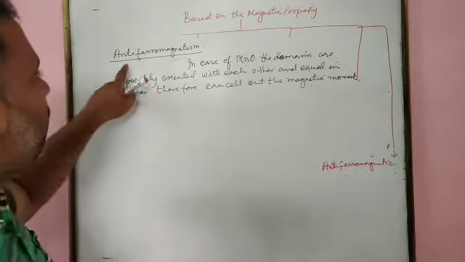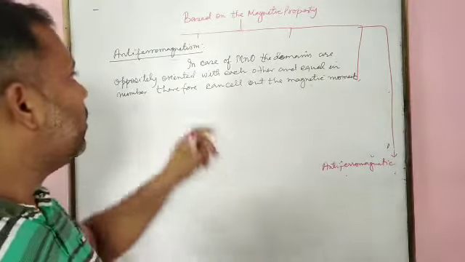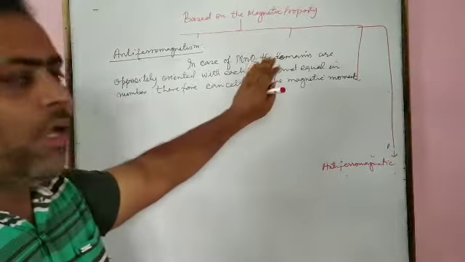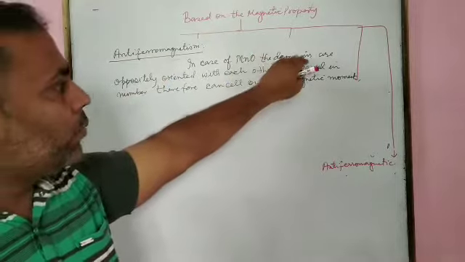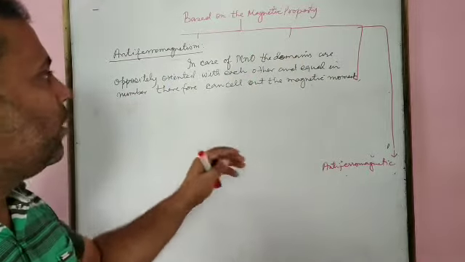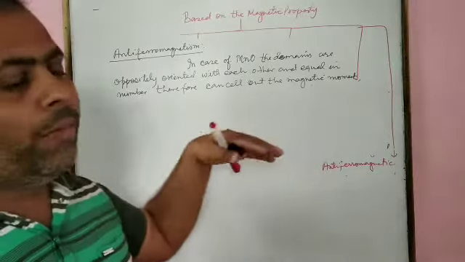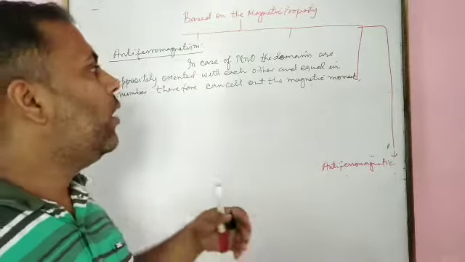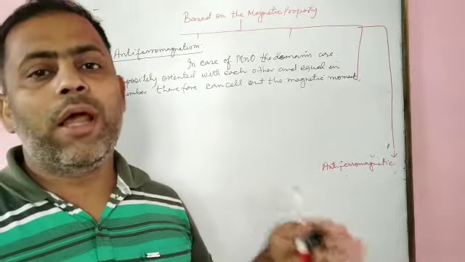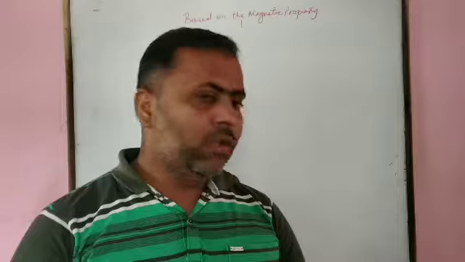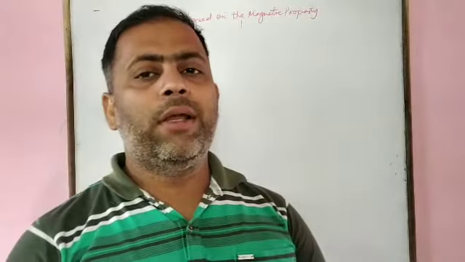This is all about the antiferromagnetic substances: in case of manganese oxide they have domains as in case of iron, but the domains are oppositely oriented and equal in number. Therefore, they cancel out the magnetic moment of each other, and have zero net magnetic moment, that is antiferromagnetic substances. In case of ferrimagnetic substances, they also form domains as in case of iron.